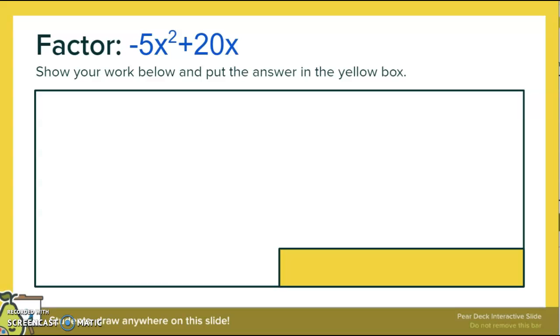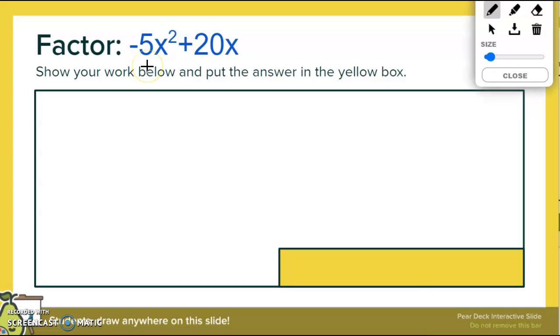Factor negative 5x squared plus 20x. Okay, we only have 2 terms. That means that's pretty easy. The first thing you should always be looking for is, looking at just the numbers, negative 5 and 20, is there a number that I can take out? Yeah, 5, I can take out 5. Okay, what about x squared and x? I can take out an x.